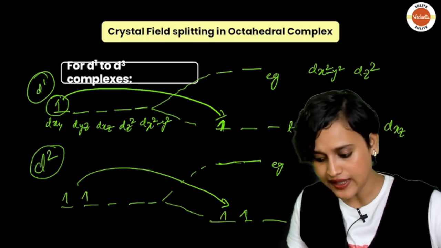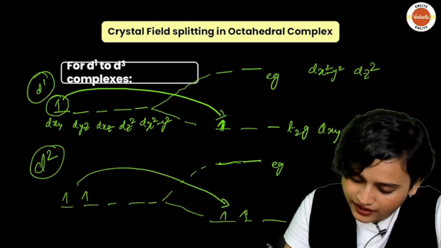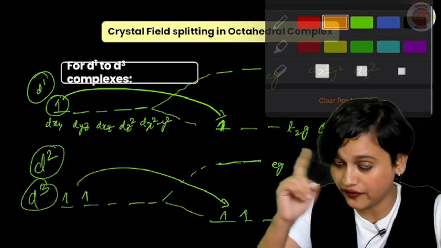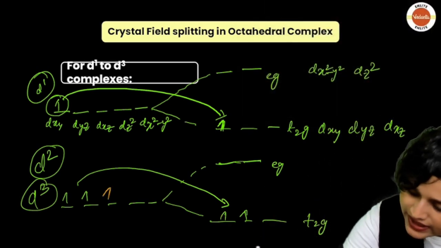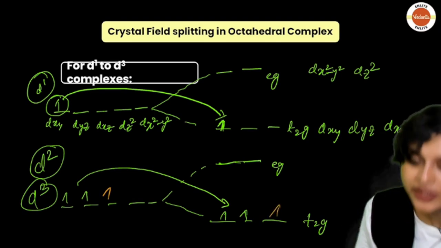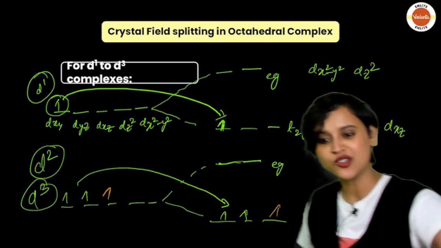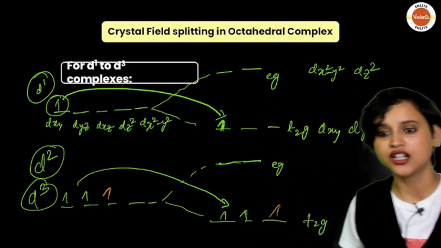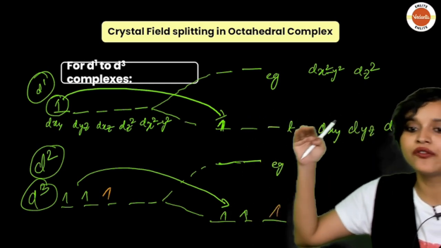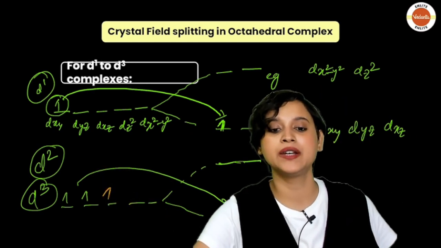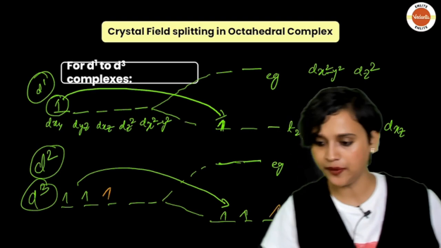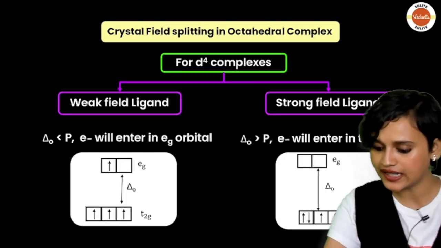Now if it is d3, what will happen? I'm just drawing it with a different color so that you understand. If it is d3, then this one will also come here. Are you getting my point, what I'm trying to say here? So this is how the filling of the orbitals will happen in the case of d1 to d3. Everybody understanding?